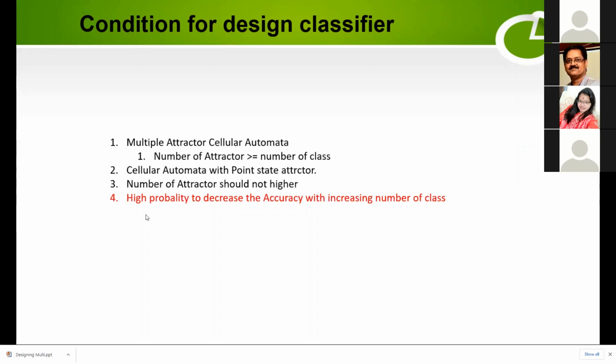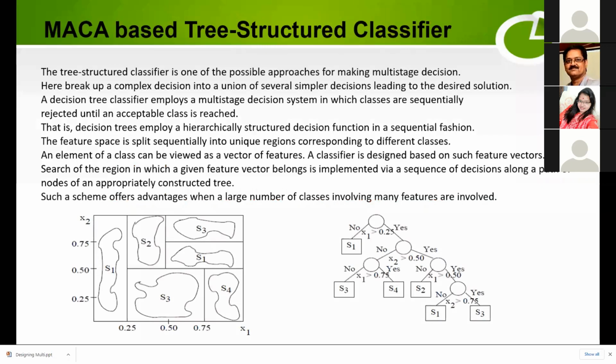But it is found in most cases that there is a high probability of decreasing accuracy as the number of classes increases. To handle this situation, we have derived two variations of the CA-based classifier: the tree-based structure classifier and the hierarchical two-class classifier. First, we'll discuss the tree-based, or MACA-based, tree structure classifier.